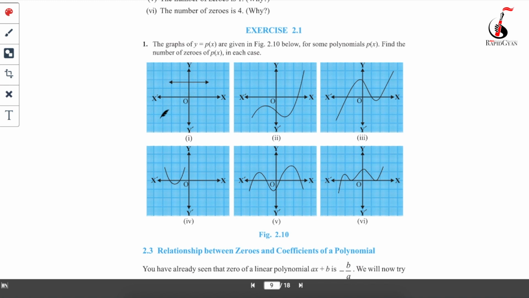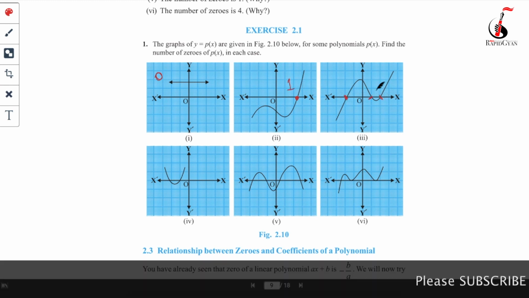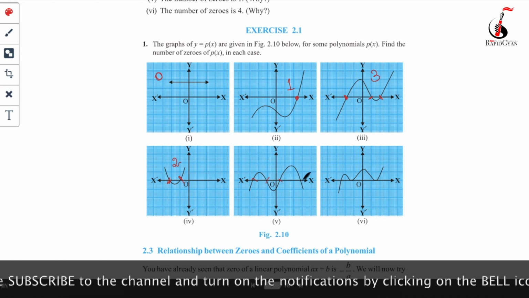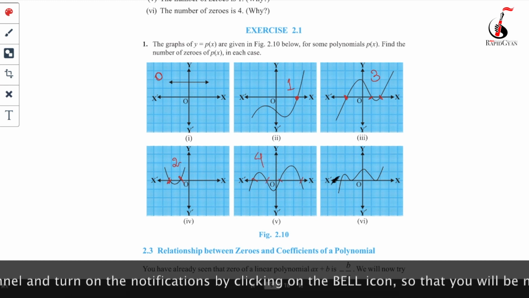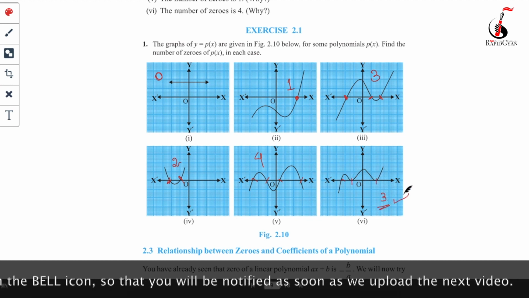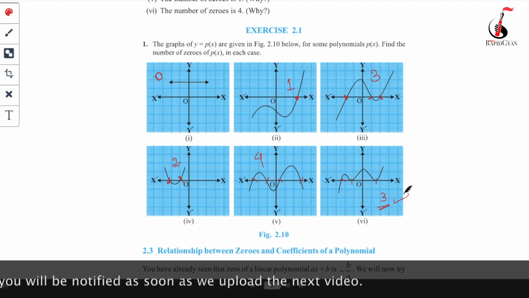Next, in your exercise there is only one question. Look at the first case. It is not intersecting the x-axis at any point, so the number of zeros will be 0. In this case it's intersecting at just 1 point, so the number of zeros will be 1. In this case 1, 2, 3, so it will be 3. In this case 1 and 2, so it will be 2. In this case 1, 2, 3, 4, so your answer will be 4. In this case 1, 2, 3, so your answer will be 3. Got it? It was a very easy exercise.